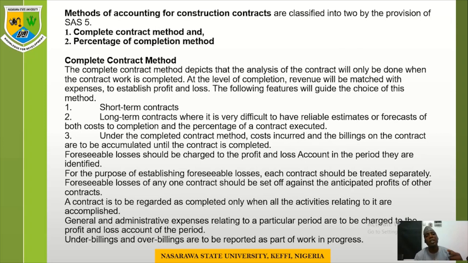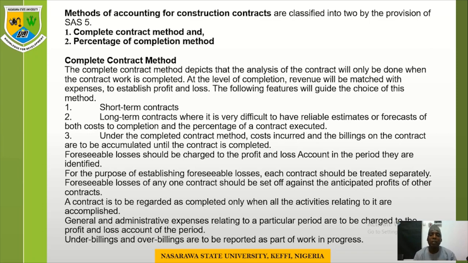Or is it a long-term contract, where it is very difficult to have a reliable estimate or forecast of both cost to completion and the percentage of contract executed? A long-term contract is a contract that takes above 1 year or more. All these conditions need to be satisfied.